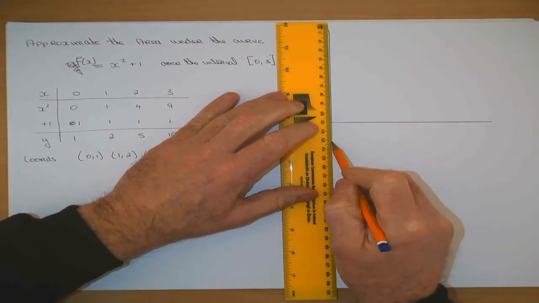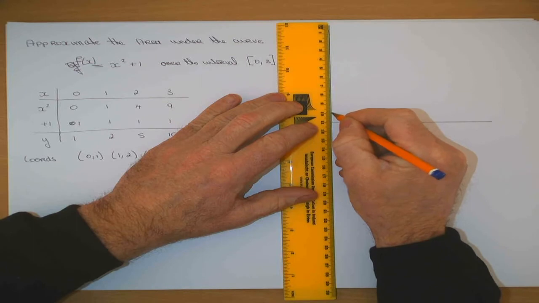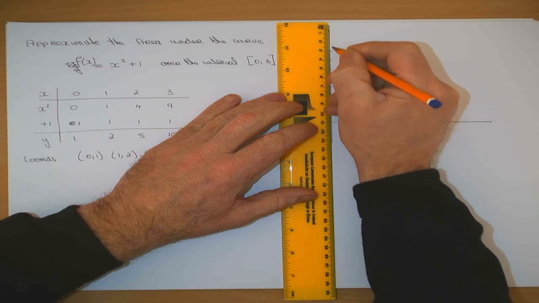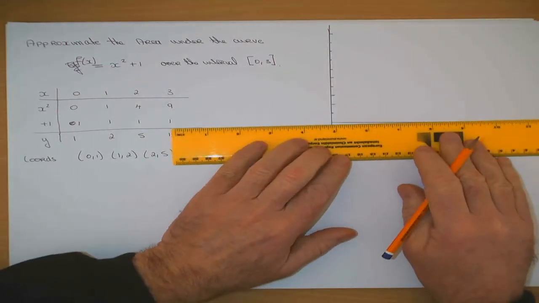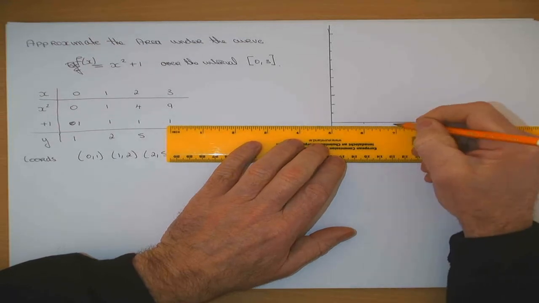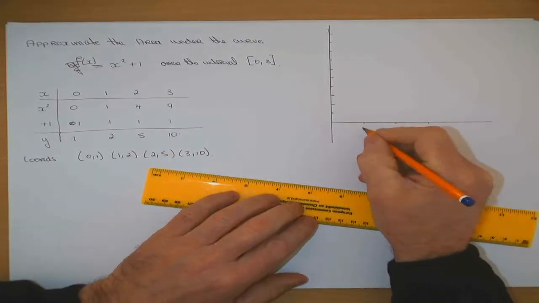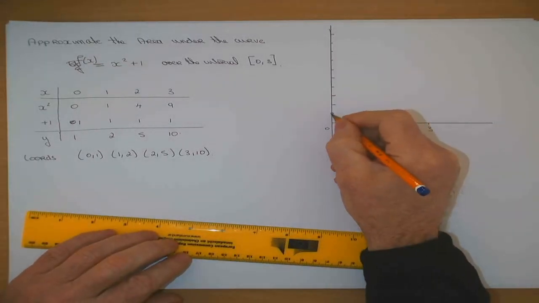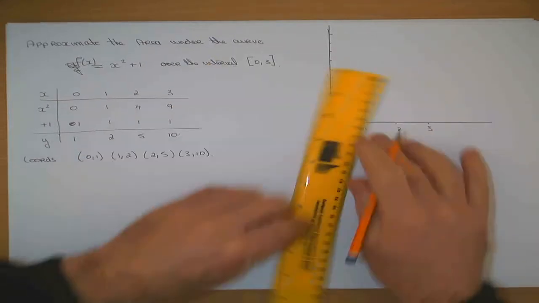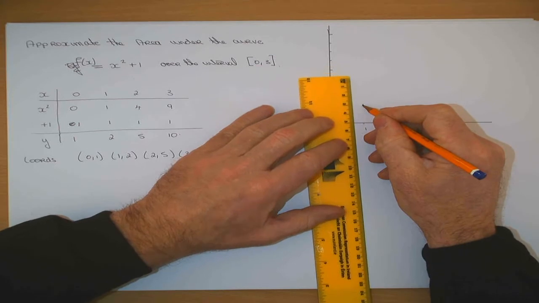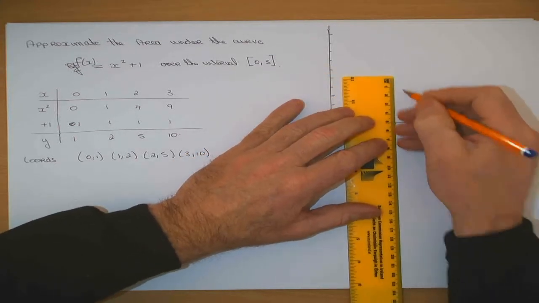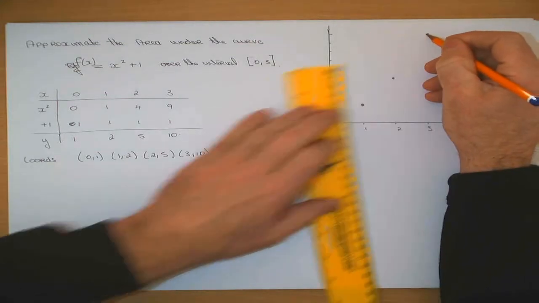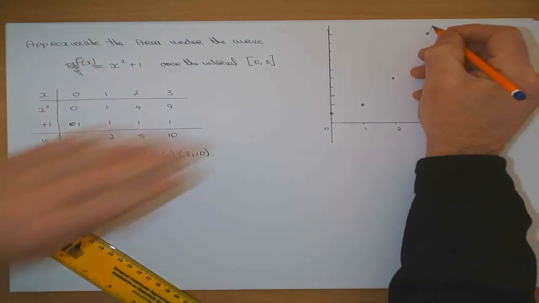So if I was to draw a little sketch of that, I'd have 1, 2, 3, up to 10 on this axis, and on this axis 0, 1, 2, 3. If I put in my points (0, 1), (1, 2), (2, 5), and (3, 10), it's a quadratic graph that would have this shape.